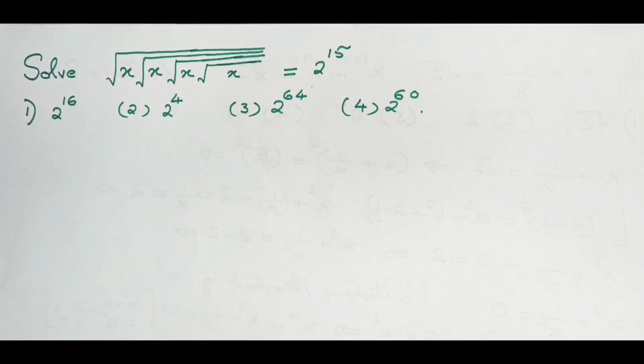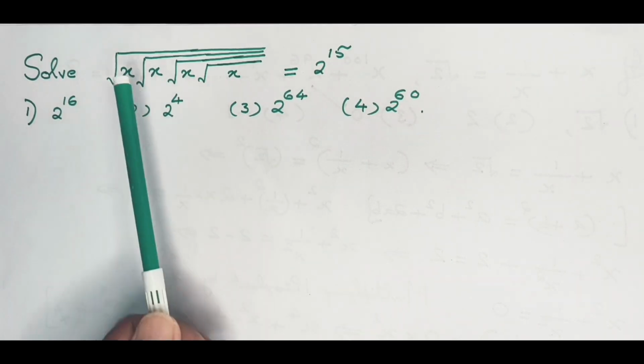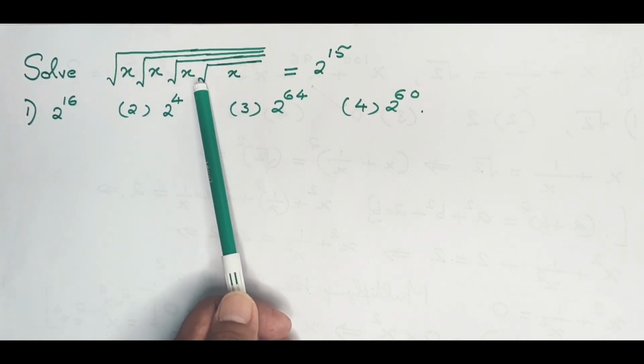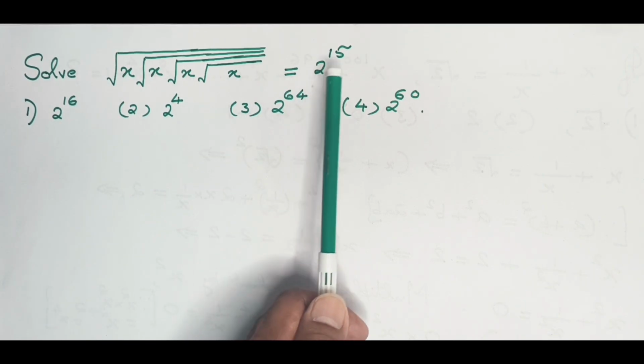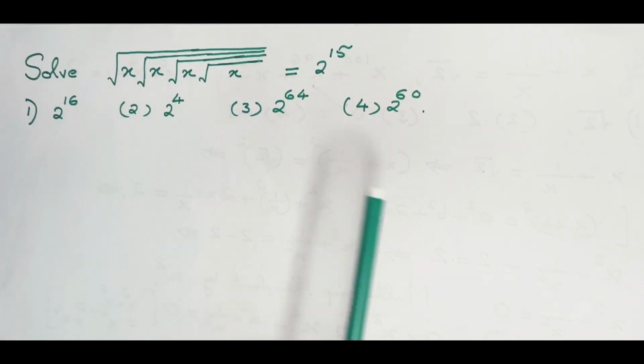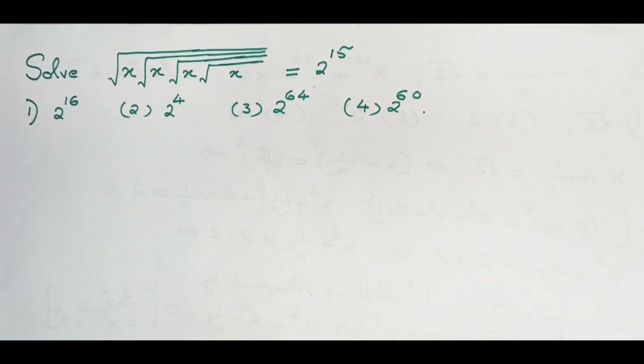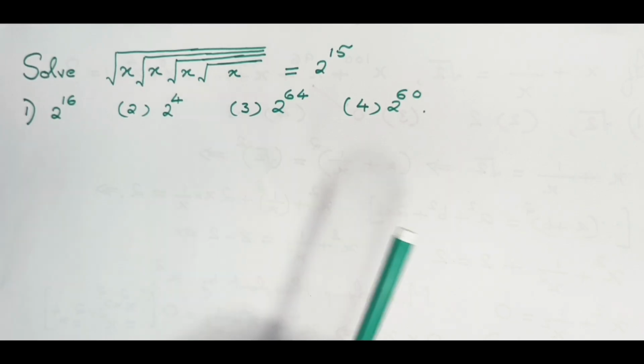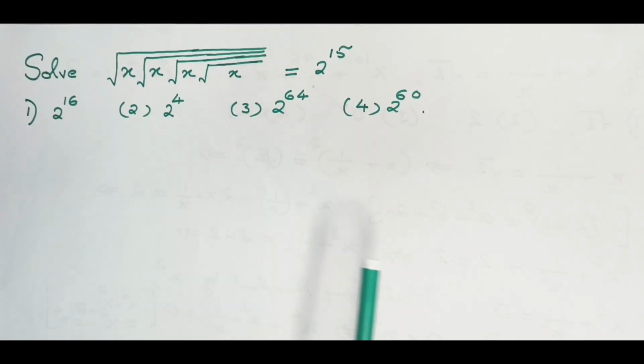In today's video, we are solving a tricky exponential equation. The equation is this: square root of x times square root of x times square root of x times square root of x equals 2 to the power of 15. There are 4 options given for the value of x. First, let me solve it using the normal longer approach and then followed by a shortcut. Both the methods are useful in their own ways, so stay with me until the end of the video.